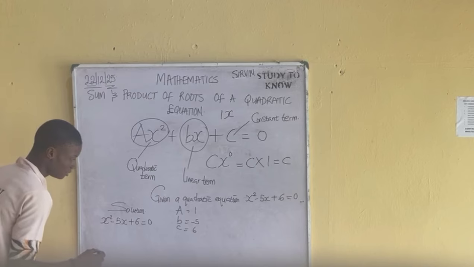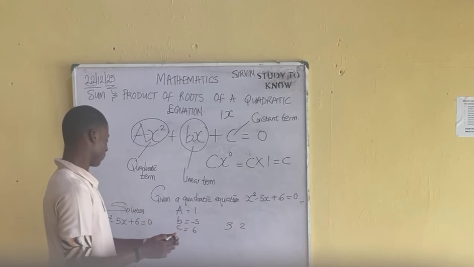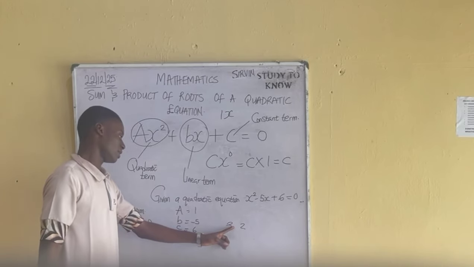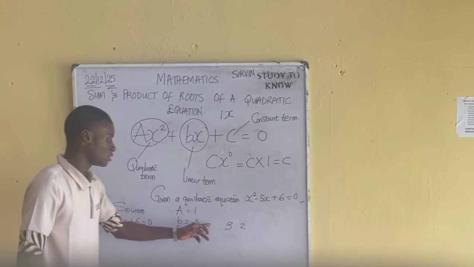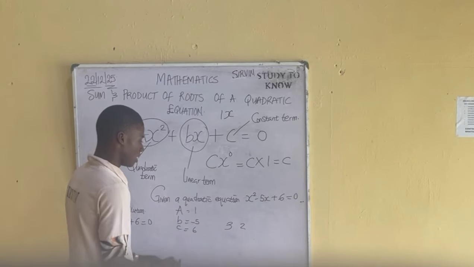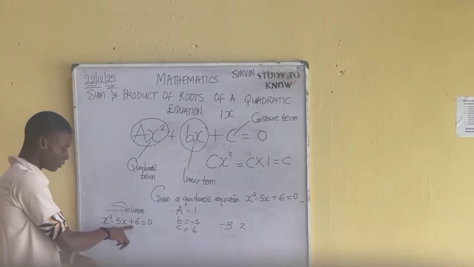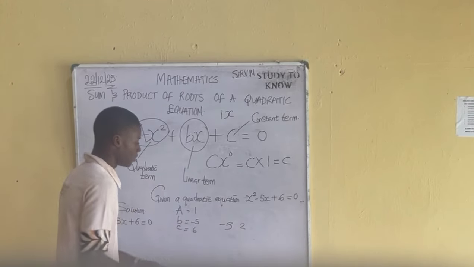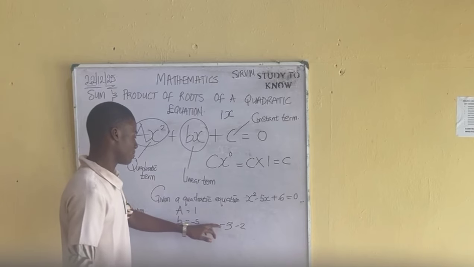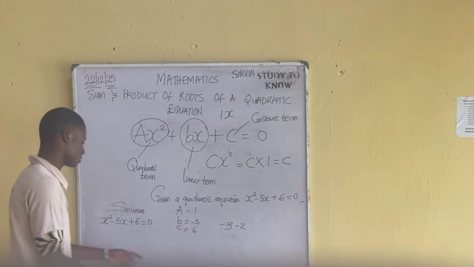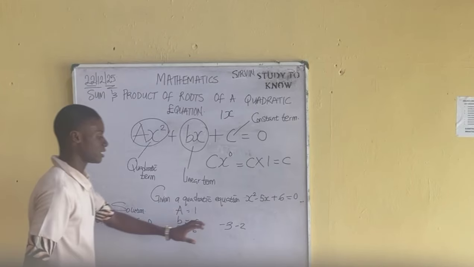Remember, if I say 3 and 2, 3 times 2 will give me 6. 3 plus 2 will give me 5. Then 3 minus 2 will give me 1. But remember, I have minus 5 here as B. So this means that 3 and 2 cannot work. If I say minus 3 and 2, minus 3 times 2 will give me minus 6 instead of plus 6 here. So automatically this one will not work too. So I will say minus 3 and minus 2. Minus 3 times minus 2 will give me plus 6, which is this. And minus 3 minus 2 will give me minus 5. So automatically this is what I'm going to use.